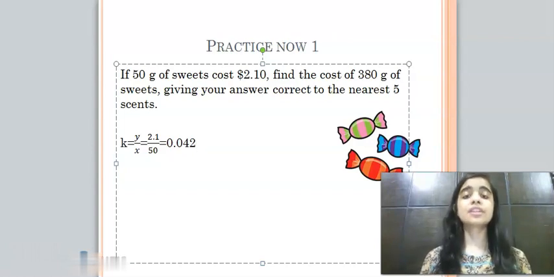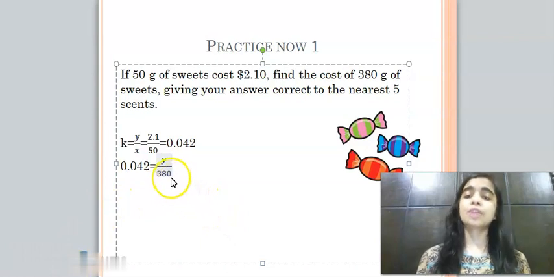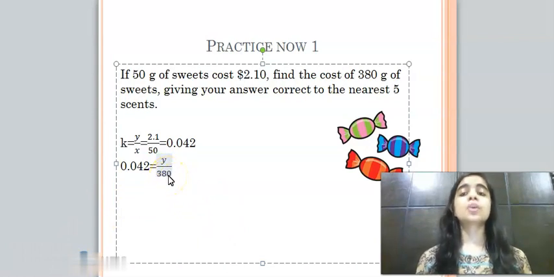Now with the help of this k value, we will find the value which is missing. We write this k value 0.042, and then we again use the same relation, y upon x. This time we do not have our y value, we do not have the dollar value present, so let's write this as an unknown y. And we have our x value, that will be 380. So the equation will be 0.042 equals y upon 380.